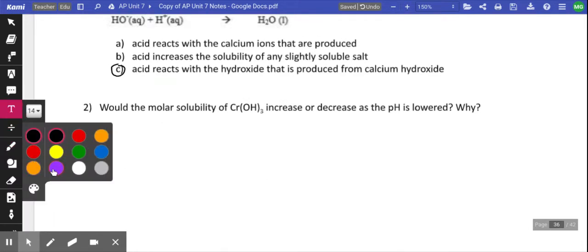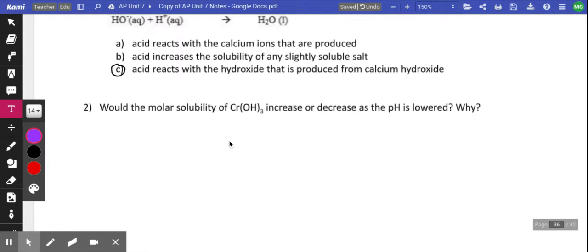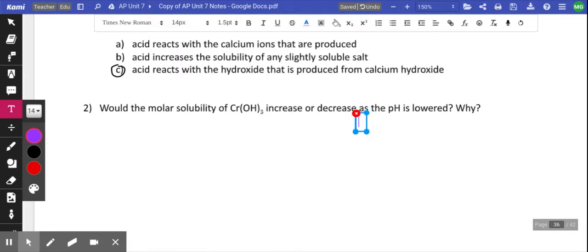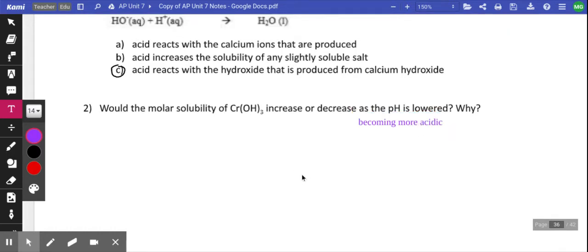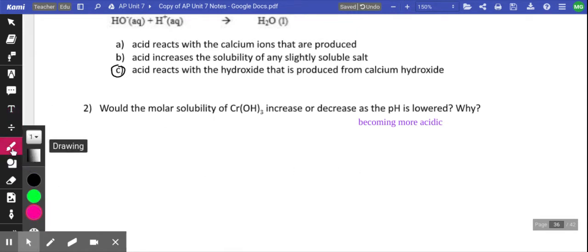Okay, so when looking here at question 2, it says, would the molar solubility of CrOH3 increase or decrease as the pH is lowered? What we want to note here is that when we say the pH is lowered, that means it's becoming more acidic. And if it's becoming more acidic, that means H plus ions are being added to the solution. So let's write out the reaction here for what this would look like.